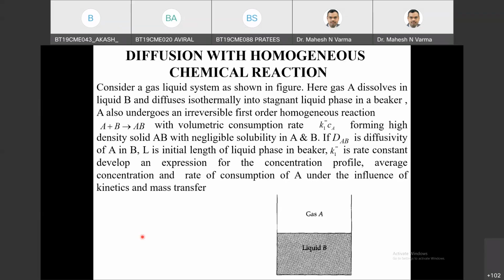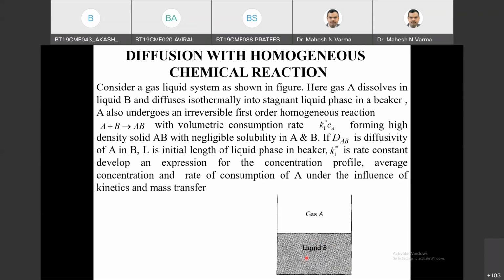Okay, first, which is our region of interest? Whether this is our region of interest or this is our region of interest? Akash? Liquid B. So what kind of coordinate system will be suitable to solve this problem? As this is given as a beaker, we can use the cylindrical coordinate system.